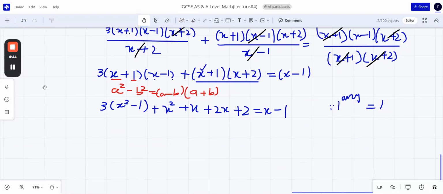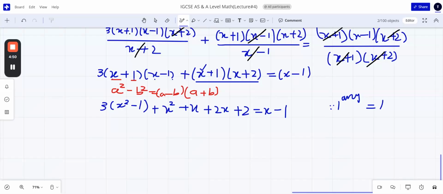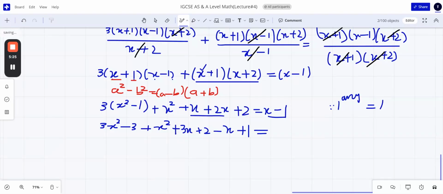So now here 3 we will multiply with these two values, means we need to expand the bracket. So it would be 3x squared minus 3 plus x squared and then x and 2x both are like terms, so we can add 2 plus 1x becomes 3x, then plus 2, and these values also we will shift here to rearrange the terms to find the quadratic equation. So plus x would be minus x, and then minus 1 becomes plus 1 equal to 0.